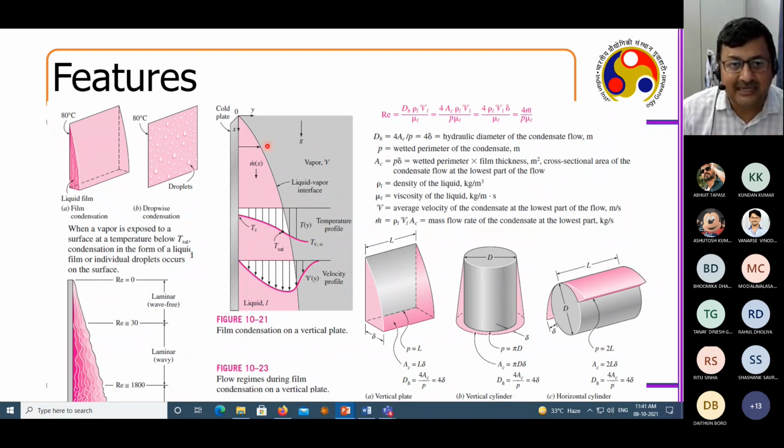Now, how do you model it? Again, you take a flat plate, you assume this is the vapor, and then you assume that this vapor is getting condensed to a film, and then this film is setting up into a velocity profile.